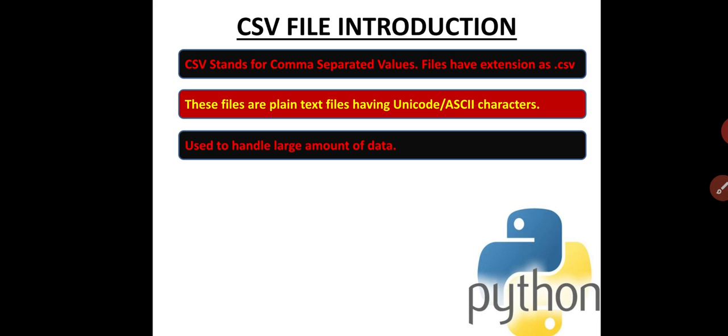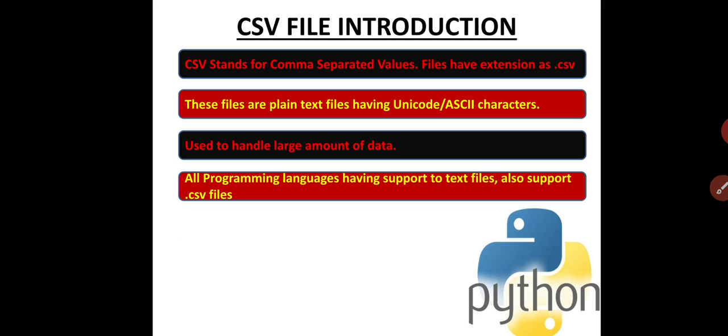CSV files are used to handle large amounts of data. This is the requirement or the need of the CSV file. CSV files are basically used to handle large amounts of data. All programming languages having support for text files can also support CSV files. Like in Java, C++, and in Python, we can create CSV files.